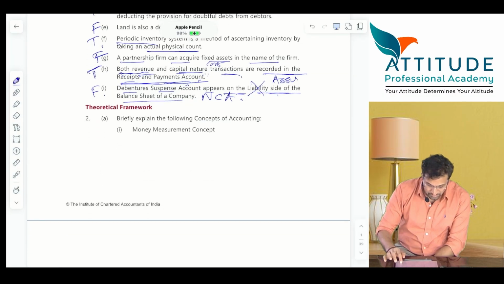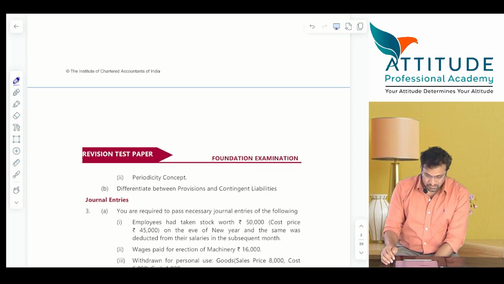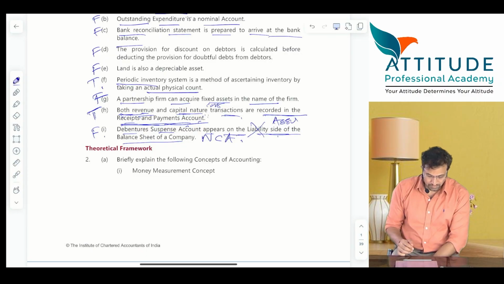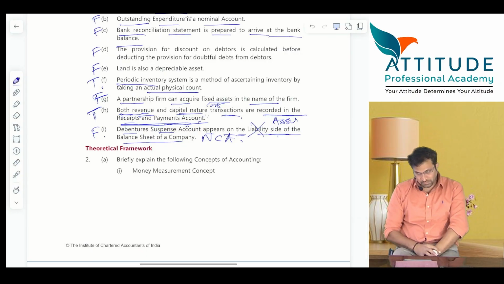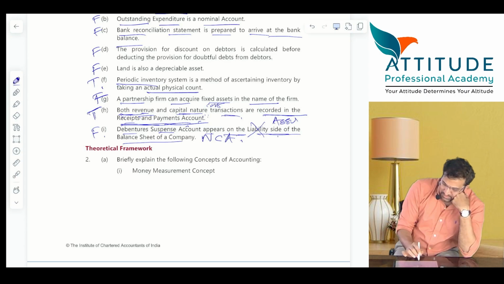Take. Any difficulty? Next, tell me. Explain the following concepts of accounting.